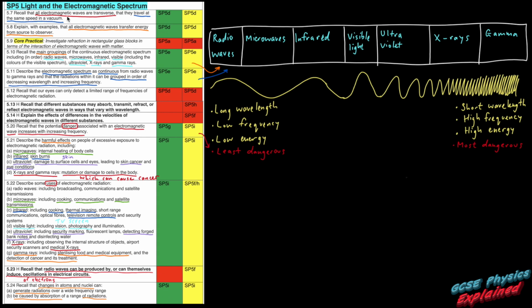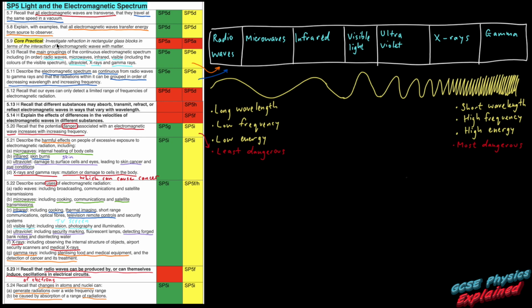Recall that all electromagnetic waves are transverse, that they travel at the same speed in a vacuum. 1 mark for saying electromagnetic waves are transverse, and another mark for saying they travel at the same speed in a vacuum. Explain with examples that all electromagnetic waves transfer energy from source to observer. So it's only worth 1 mark, so you just need to know that statement. So all of these waves here transfer energy.